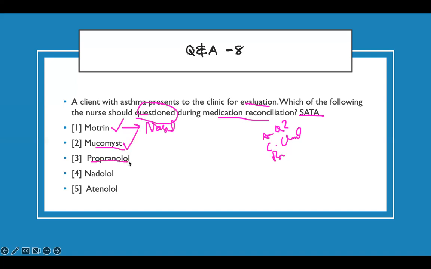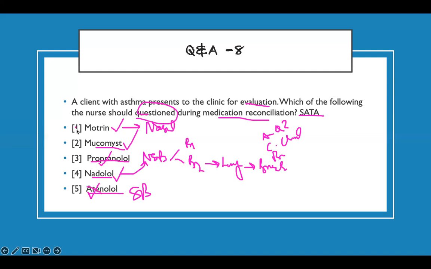Propranolol, okay. Propranolol is a beta blocker, but it's a non-selective beta blocker. Non-selective beta blockers bind to the B1 receptor and B2 receptor. B2 receptor is in your lungs. So if propranolol binds to this, it leads to bronchoconstriction. I don't want that. So I got to question this. Nadolol, same story. It's a non-selective beta blocker. I got to question it. Atenolol is a selective beta blocker. So this is safe in an asthma patient. So I don't need to question. So this, and this. 1, 2, 3, 4. You need to question 5. You're good.